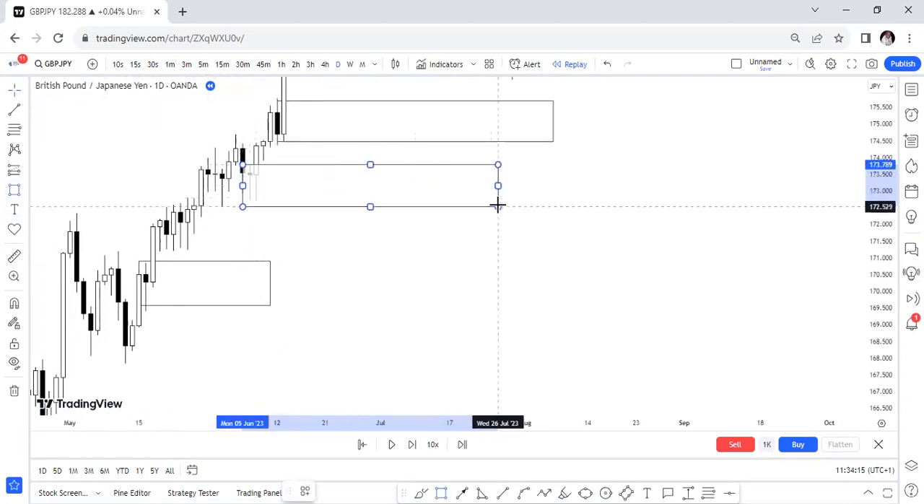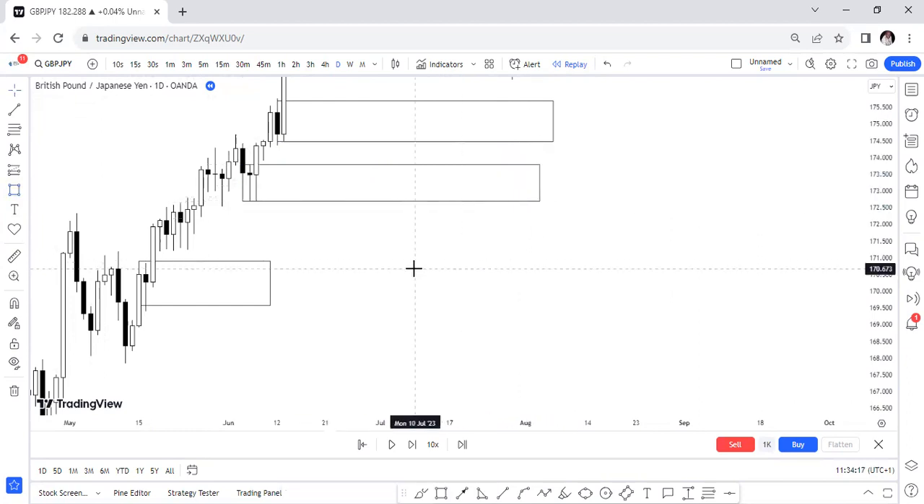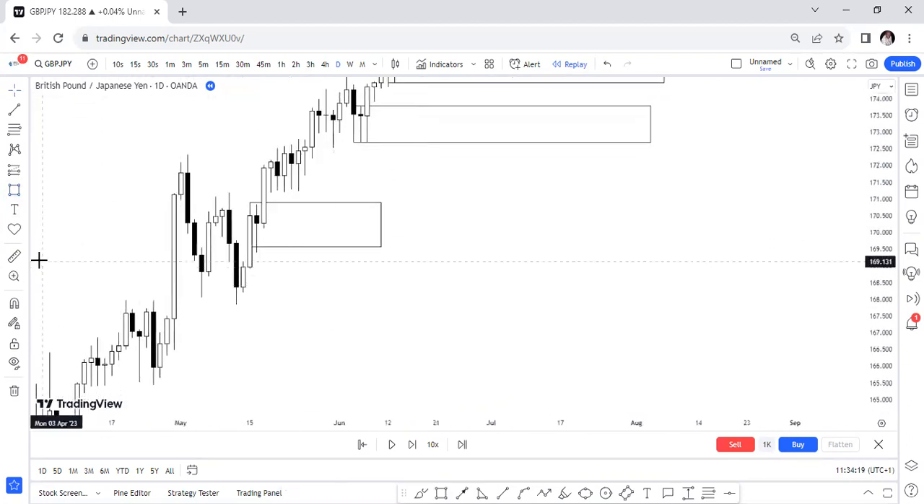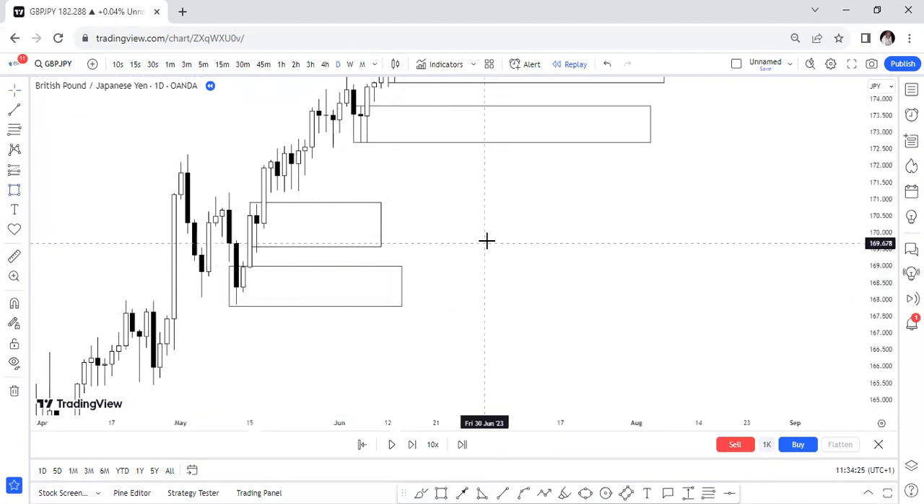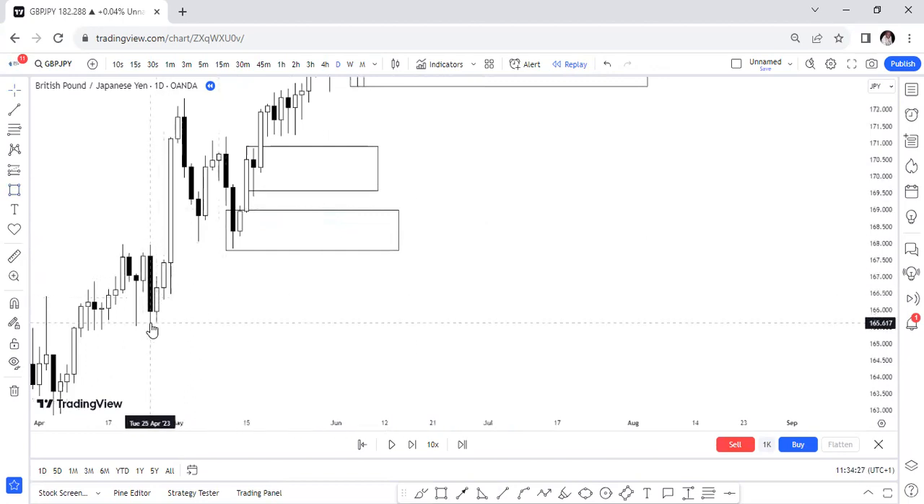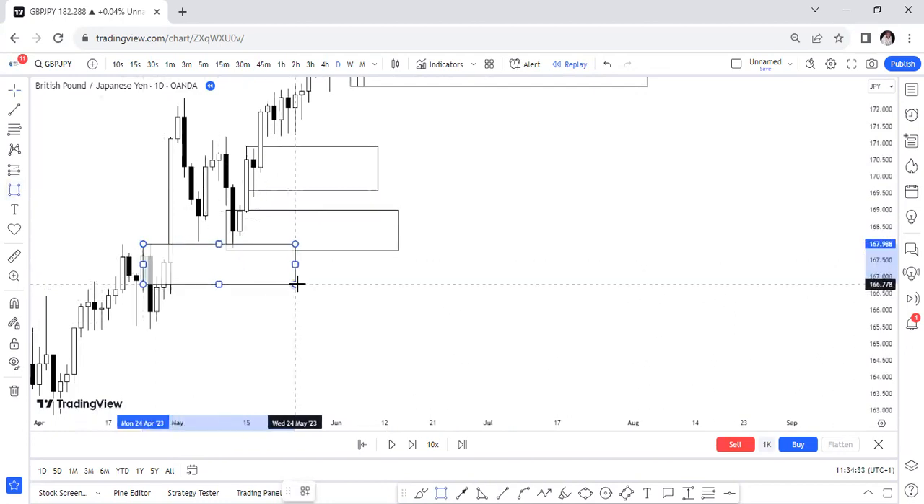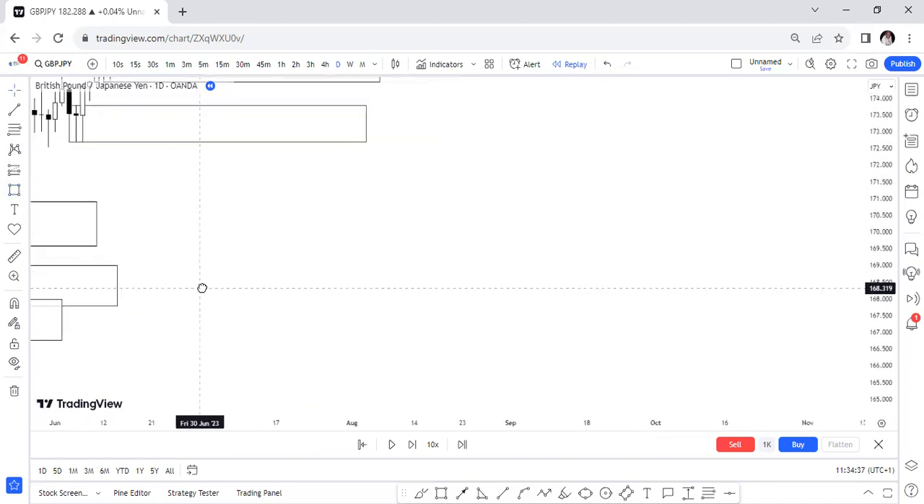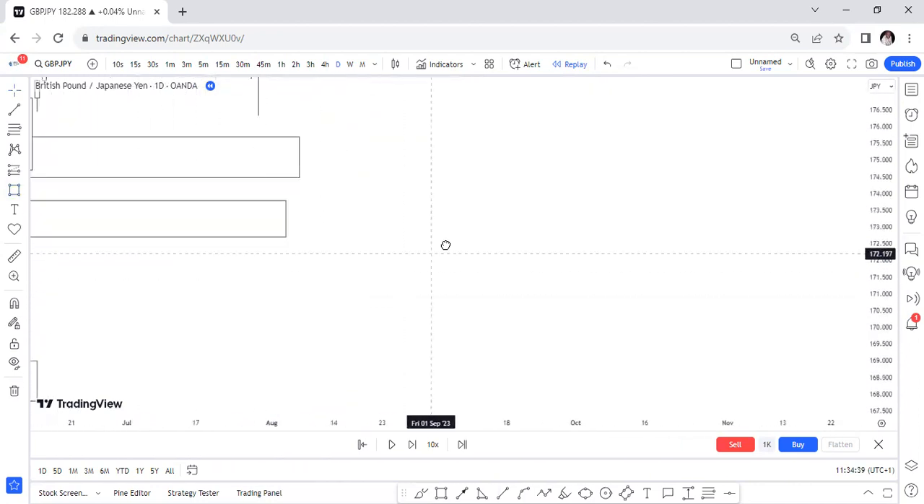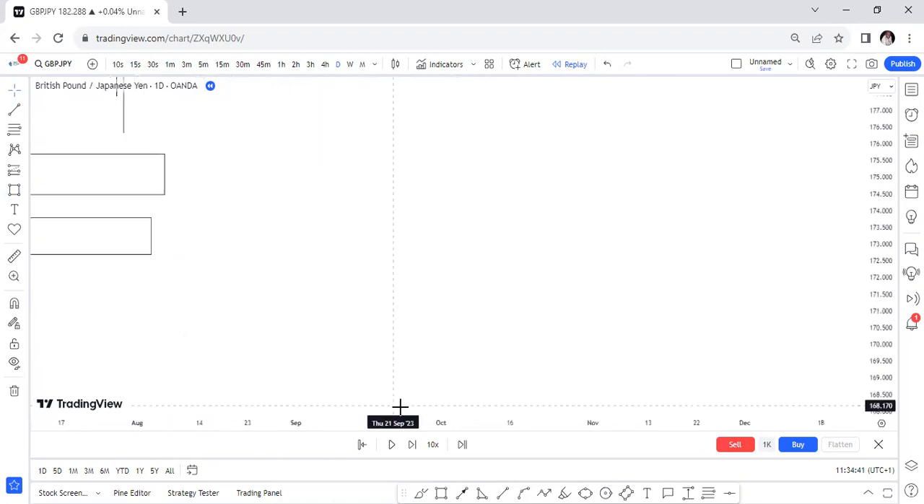So this is an engulfing zone. You can see the way I'm marking out my engulfing zone. This is the daily chart. This is an engulfing zone, right? But here we have another type of engulfing that we call a failed engulfing.